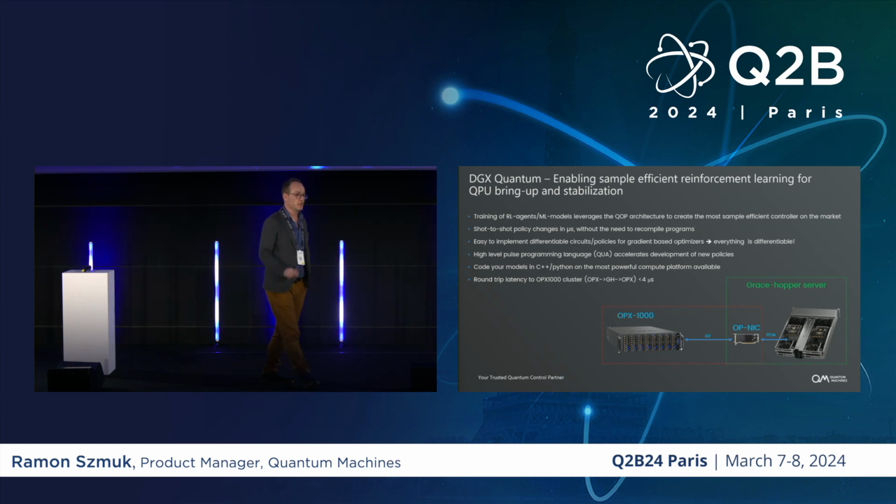But that requires you to change these parameters shot to shot. So you can now leverage QUA, our high-level programming language, to design these policies in a way that is flexible and that you can change in real time. You write your Grace Hopper kernels in C++ or Python, and then they both run in parallel. You develop kernels in the form of a persistent kernel that always runs in the background, and you load your QUA program on your controller, and then they exchange information with a round-trip latency of 4 microseconds.